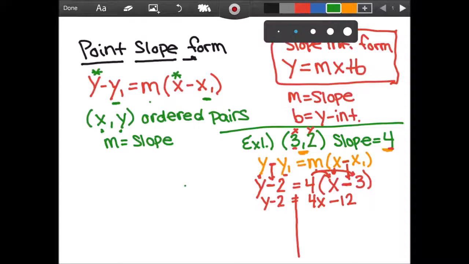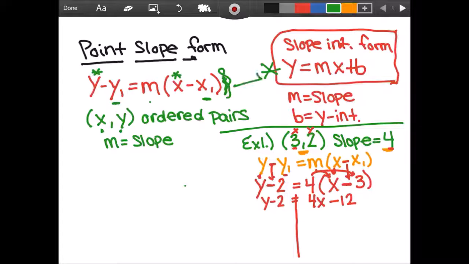What we're going to do now, we want this equation right here to look like slope-intercept form. So the whole point in doing this today is to get this equation over here to look like this one. That's our goal, okay? So if our goal is slope-intercept form, that means that we want y by itself. And currently y is not by itself. So what we have to do is move this -2 to the other side of the equation.